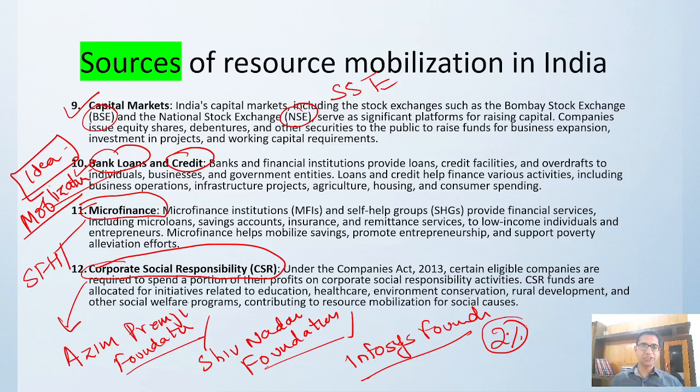So Azim Premji Foundation is running schools. Shiv Nadar Foundation is running lots of initiatives related to schooling, education, and healthcare. Infosys Foundation is also doing the same thing. So this is the resource which we are getting and mobilizing for our own benefit, whether it is the infrastructure field, the education field, the skill development field, or whatever field it is.